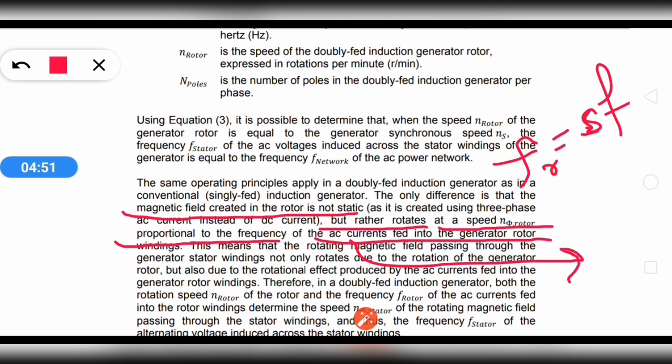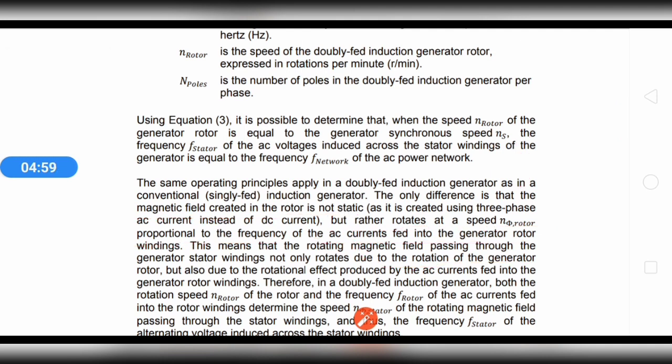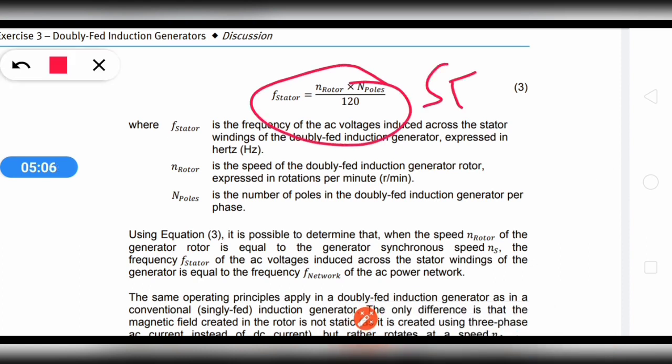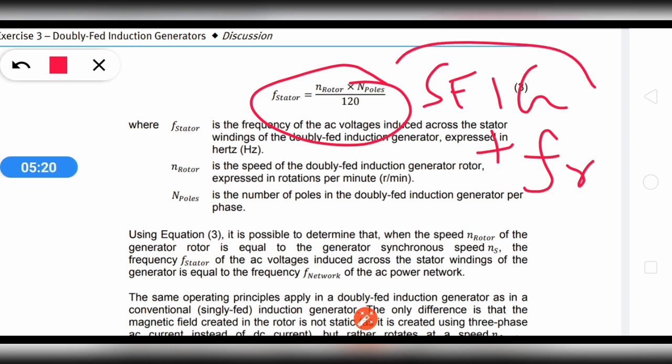This frequency of AC current is in addition to the stator frequency terms we discussed earlier in SFIG. For example, this is the frequency formula for SFIG. And if we have the frequency of AC currents in addition to this, then the formula becomes the formula for the frequency of DFIG. Let us see how it works.